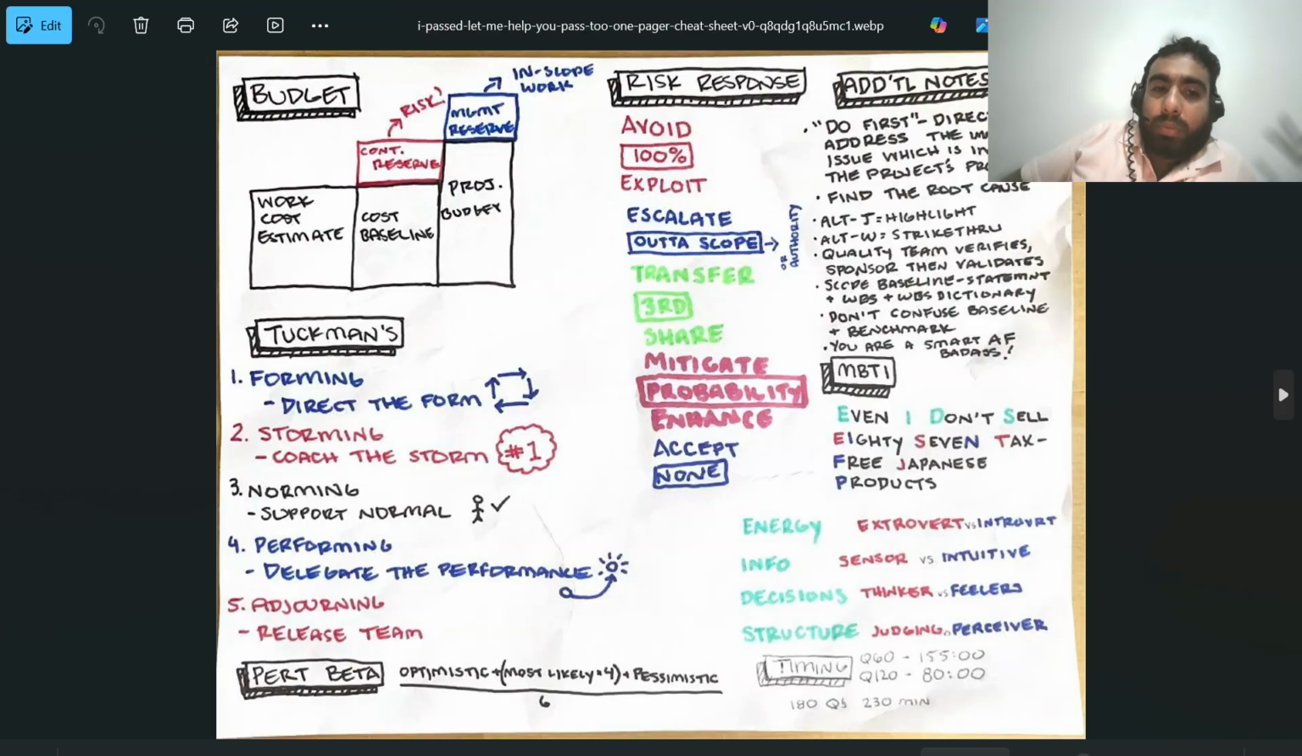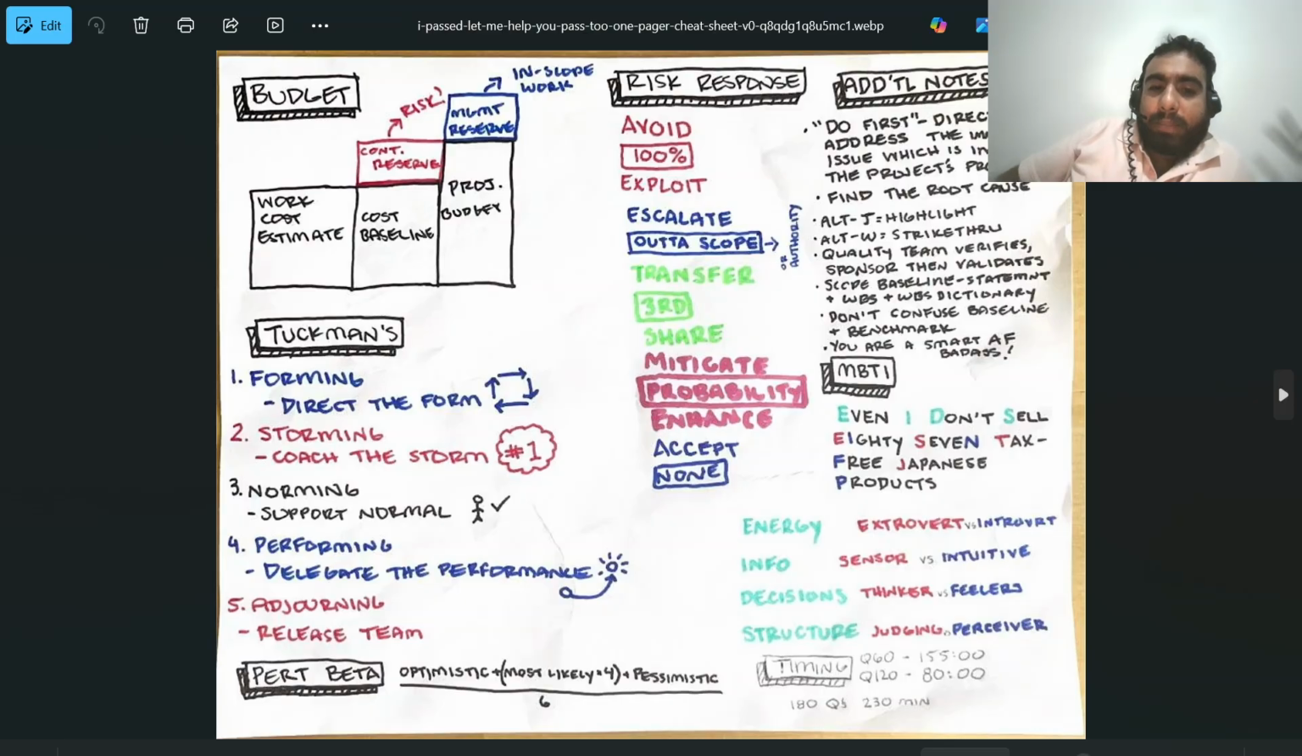Storming is that once they start working together, the chances of storm or conflict are very high. But with the help of our leadership style and skills, we are going to fix those problems, and we will coach that storm. Norming is where we are supporting them. After the coaching, they become normal. They will do their work, then we have to support that, and we have to respect their skills.